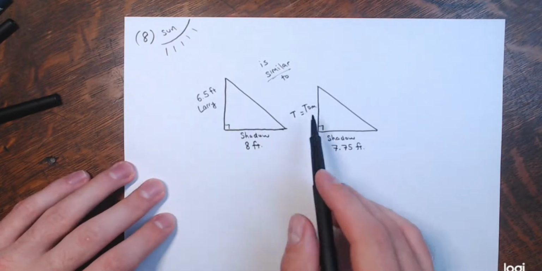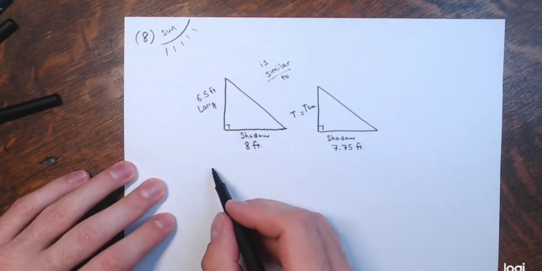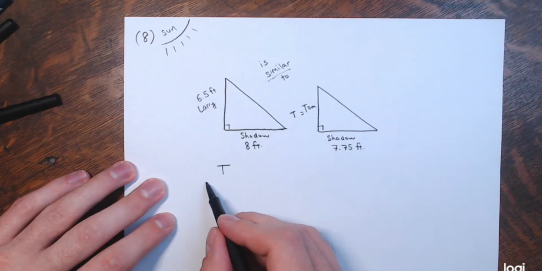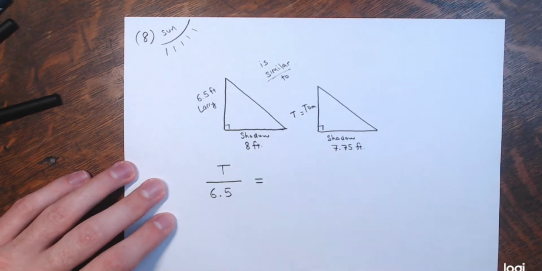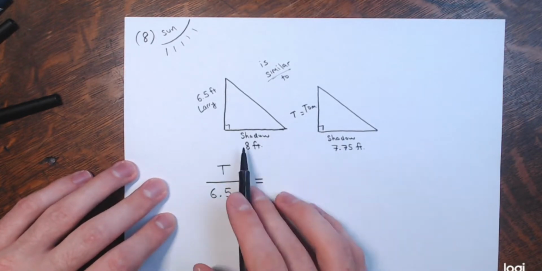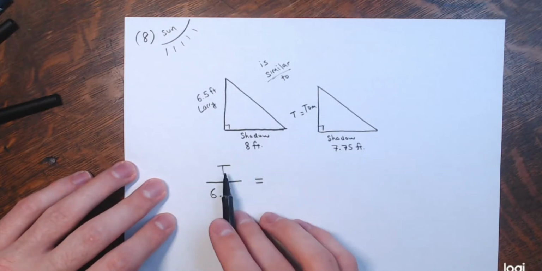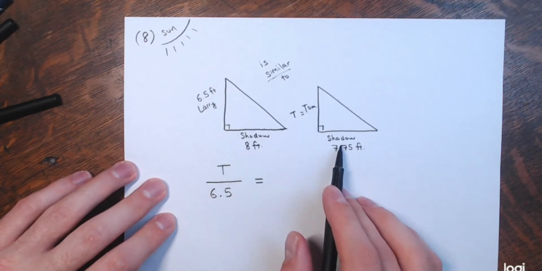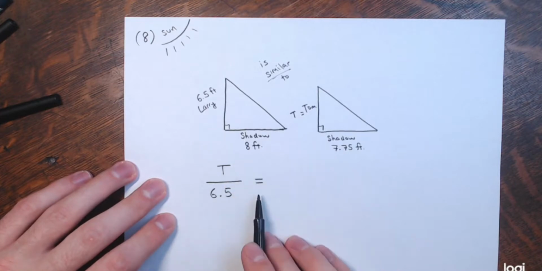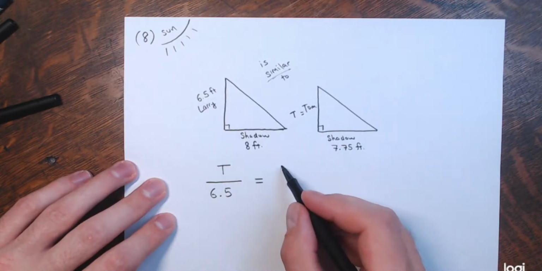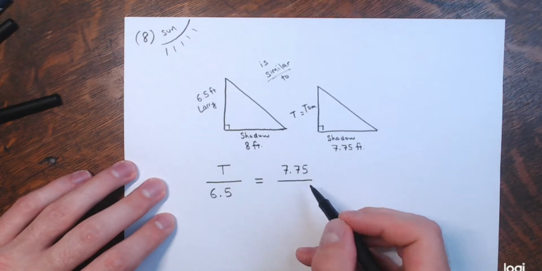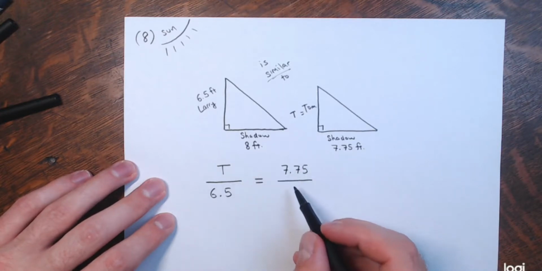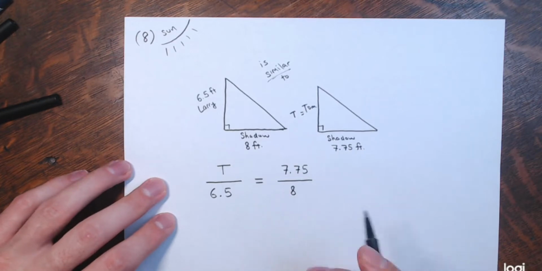Now Tom and Larry are both the vertical sides, so they're corresponding sides. So we have Tom's height, T feet, divided by Larry's height, 6.5 feet. That ratio should be equal to the ratio of the shadow lengths, which are corresponding lengths. And again, I would like the numerator to be from Tom's triangle and the denominator from Larry's. So numerator, Tom's shadow is 7.75 feet, and Larry's is 8.